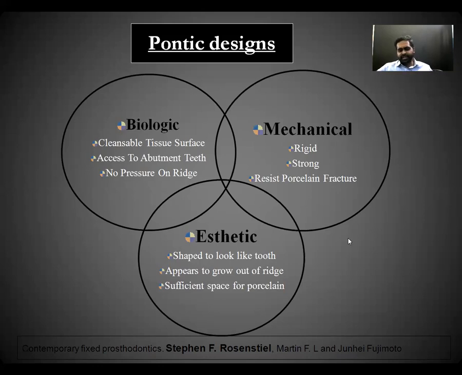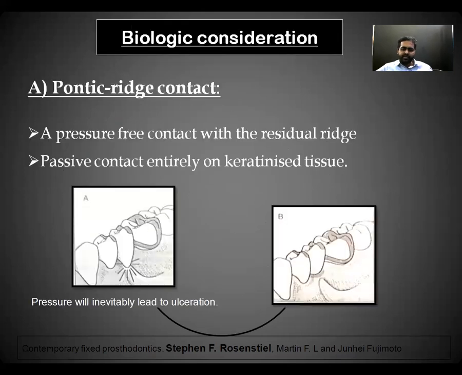In mechanical, we have rigidity, strength and resistance to fracture. In aesthetic, we should have a natural looking tooth. It should have proper appearance, and proper space for the porcelain and the metallic part also. So the emergence profile for the aesthetics is very important. It should look like a natural tooth which is emerging from the socket. So it should be achieved for your Pontic design.